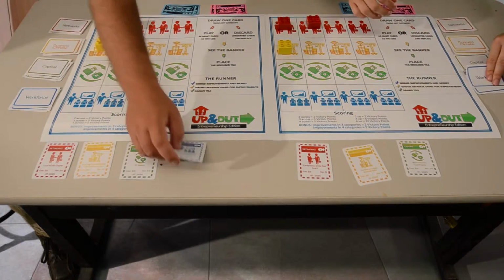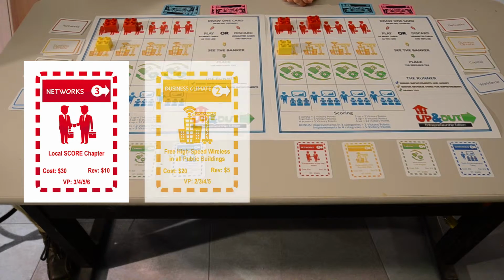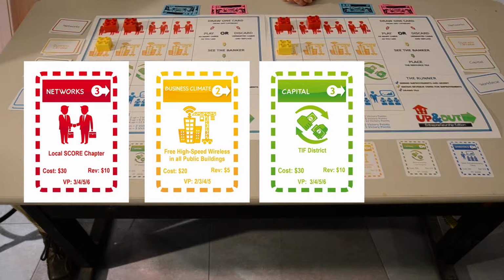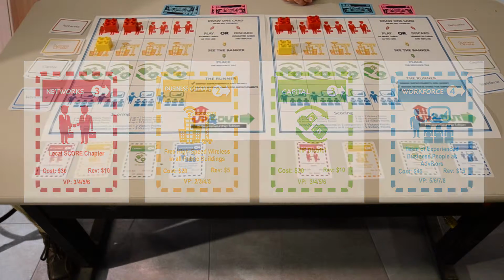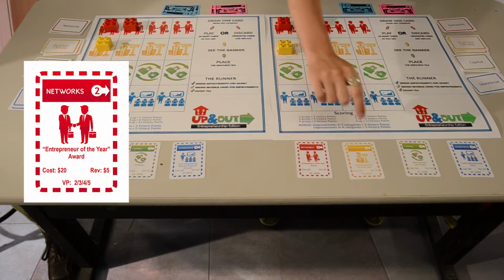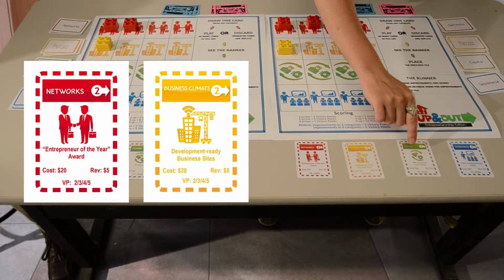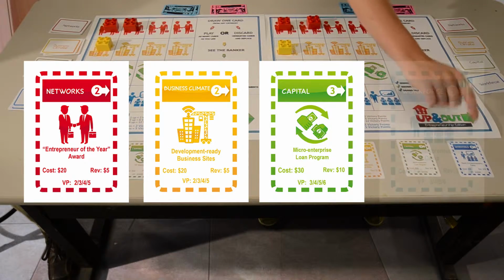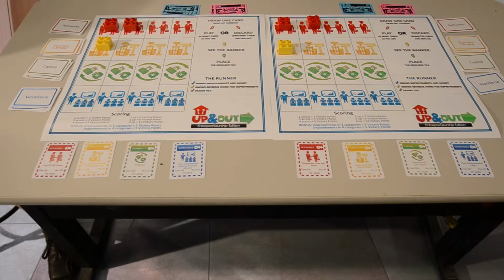So what have you got, Calvin? I've got a local score chapter, a free high-speed wireless in all public buildings, a TIF district, and a team of experienced business people as advisors. Okay, how about you, Nick? I've got an Entrepreneur of the Year Award, Business Ready Development Sites, Micro Enterprise Loan Program, and Youth Entrepreneurship Camp. Okay, that completes the game setup.